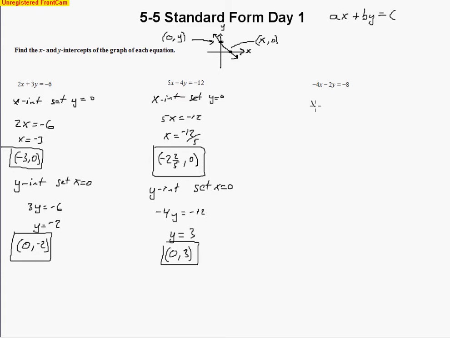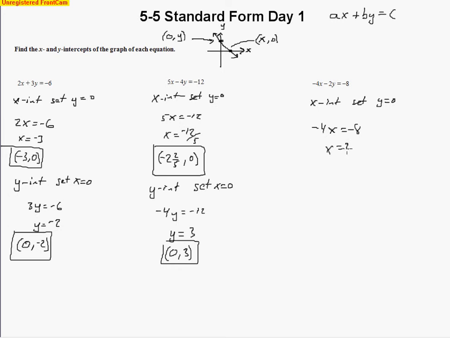So here we've got the x-intercept. We're going to set y equal to 0, so the y term cancels. We're left with negative 4x equals negative 8. So right away I see x equals 2. So again, the x-intercept is 2 comma 0. The y-intercept is when I set x equal to 0.